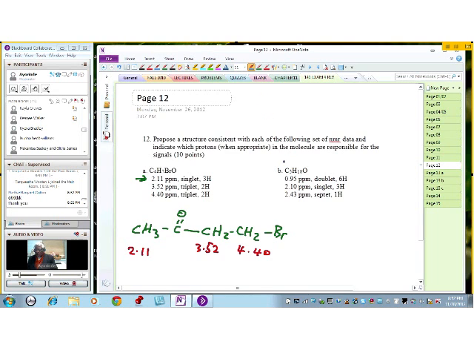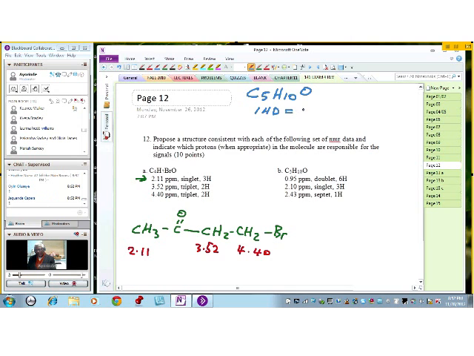Okay, B part. This one here, you have a formula for this: C5H10 and 1 oxygen. Once again, the index of hydrogen deficiency for this, IHD equals 1. So, once again, I will take another educated guess.